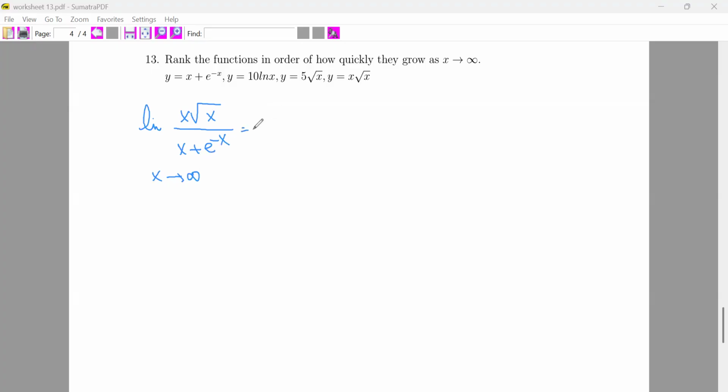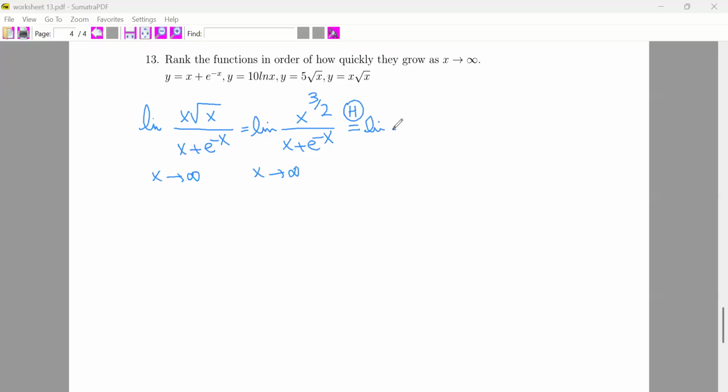We would simplify or rewrite it in a way that would be easier to find the derivative. For the top, we know that x is actually x to the power 1 and root 2 of x is x to the power 1 over 2. So we have the same base, and we would add the powers up. We would get 3 over 2 as the power, and we would keep this one. So we have infinity over infinity, and we can use L'Hopital here.